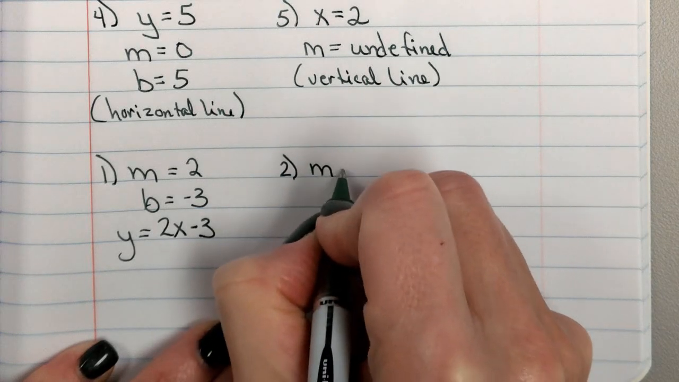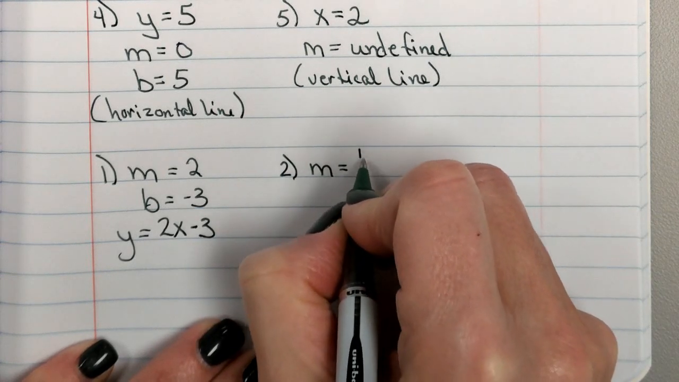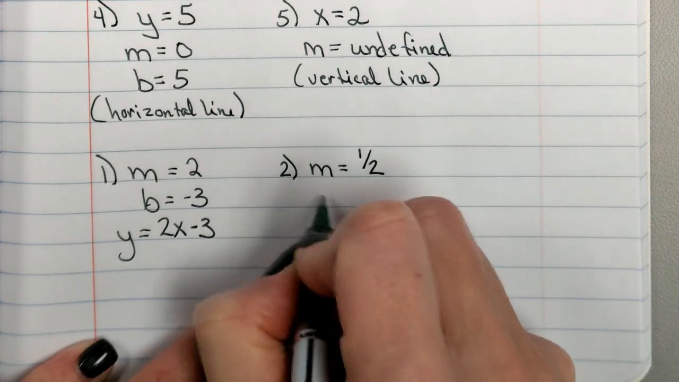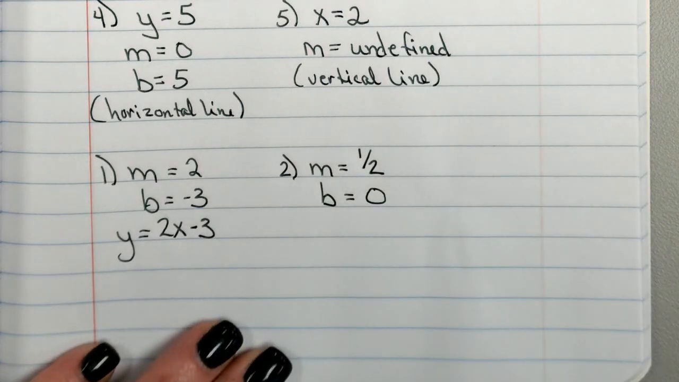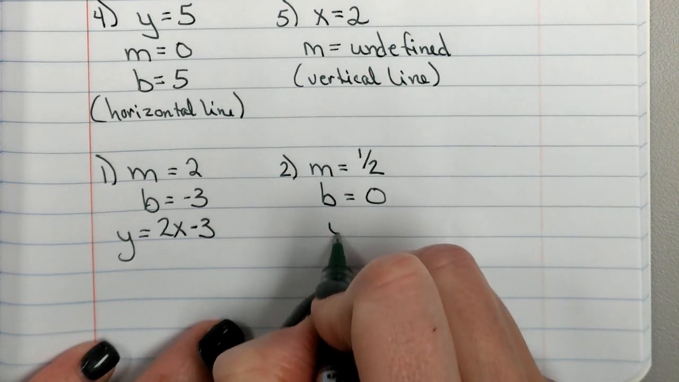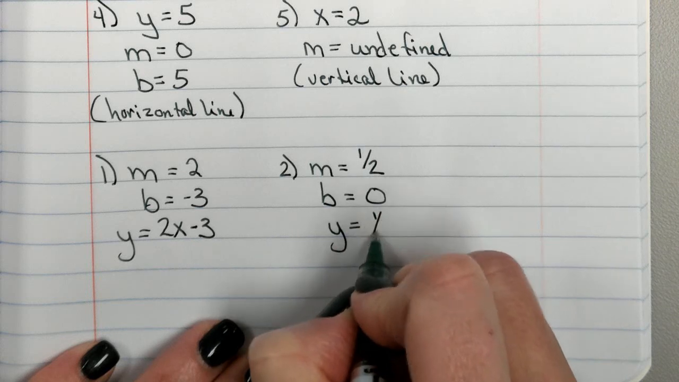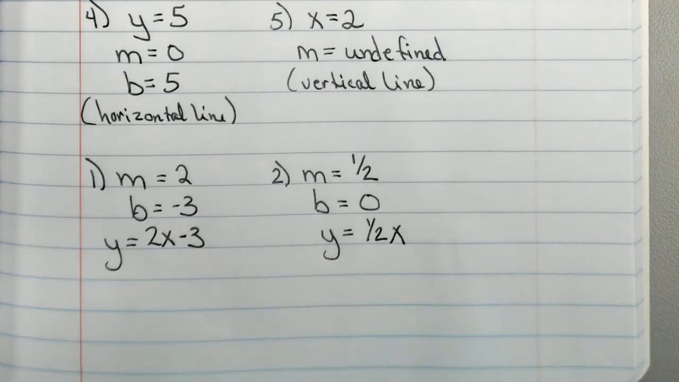Let's put one more. What about m equals 1/2 and b equals 0? What would I have? Yes, y equals 1/2 x. And if it's 0, we don't have to put plus 0 or minus 0. It's just 1/2 x.